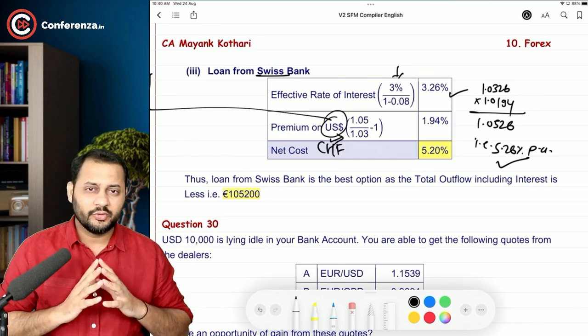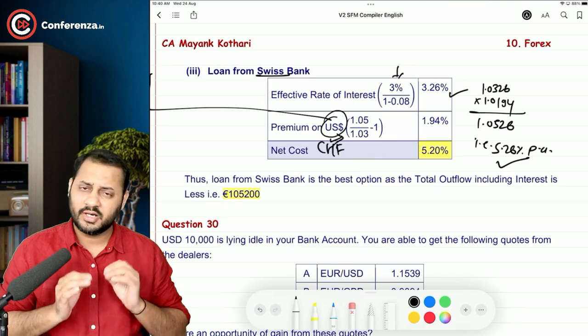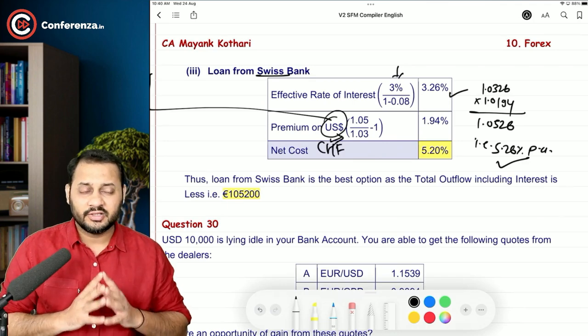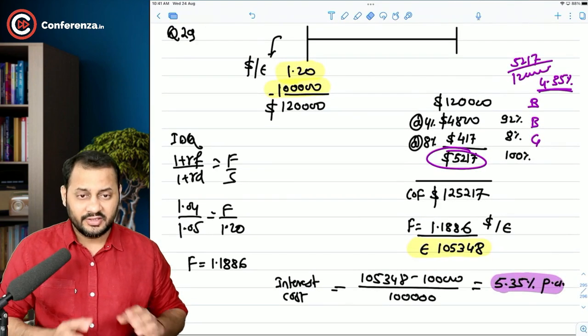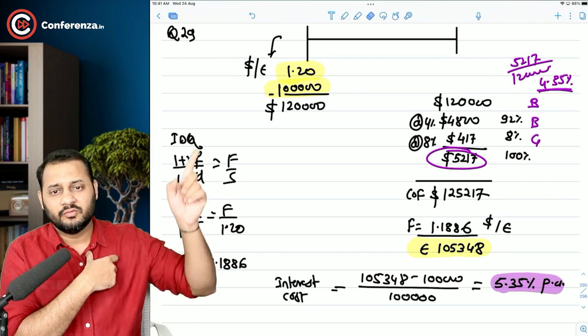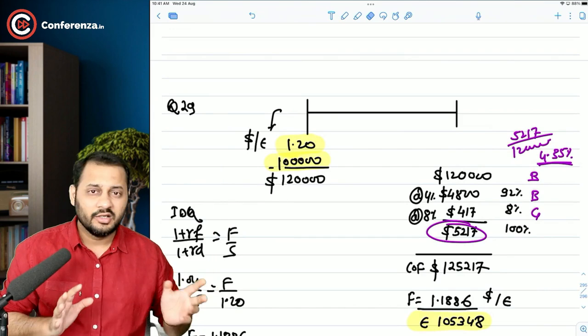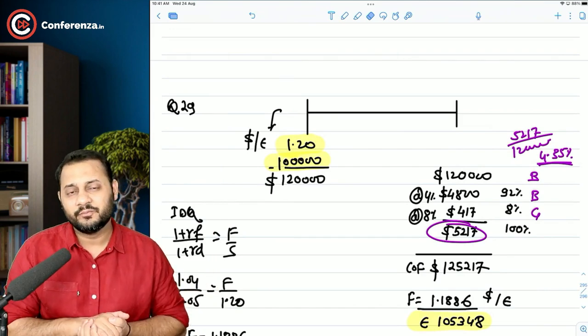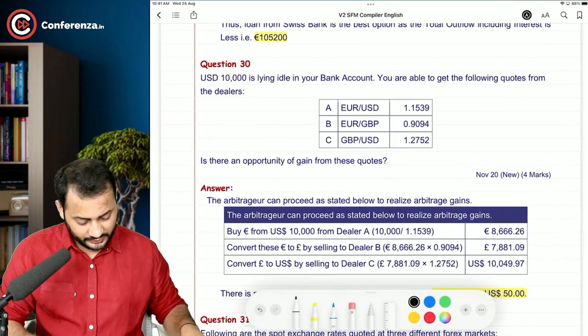Or even if you don't believe these calculations, you can put any figures. Take some spot rate of your own and take some figures and then try solving it. I just showed it to you here as well, that the net interest cost in terms of euro is 5.35%. 1.20 is the spot rate that I have assumed. You can take any spot rate and the answer will still be the same. Okay, sir. So this was question number 29. I hope you have understood.